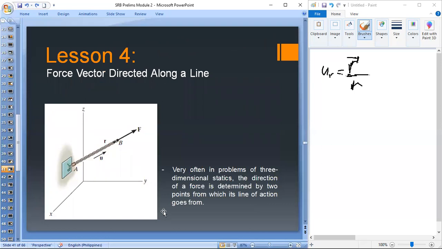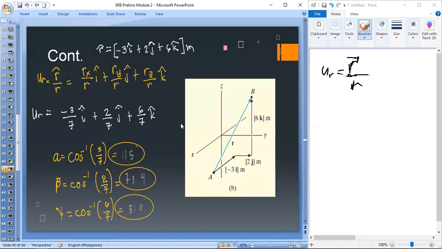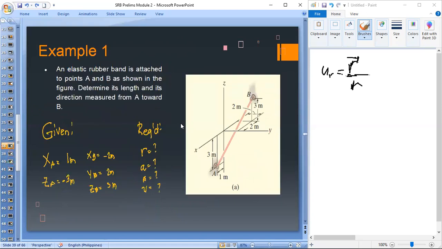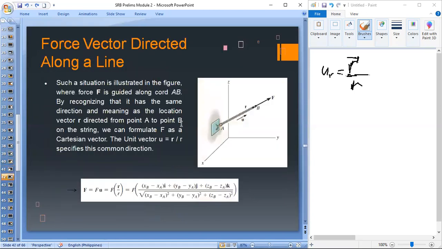Then lesson 4, force vector directed along a line. In one section, we didn't reach lesson 4, but I finished lesson 4 in the other section. So, very often in problems of three-dimensional statics, the direction of a force is determined by two points through which its line of action passes. So you have point A, and then you have a force. So we find the length, and then we have the force. So, force vector directed along a line.